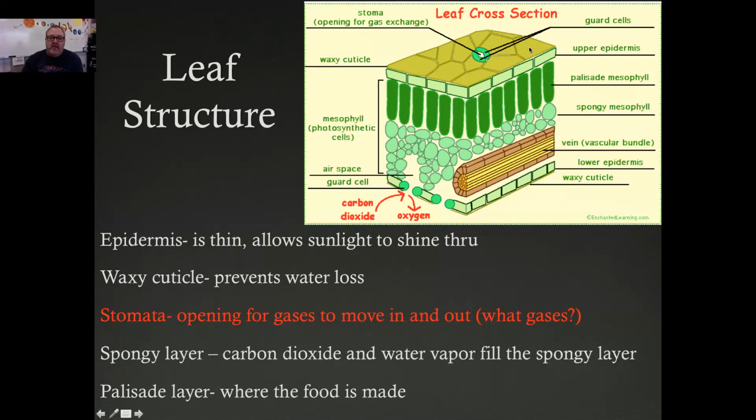If you remember, the stoma is the opening for gas exchange, right? Carbon dioxide comes in, oxygen goes out. Then there's a spongy layer right down in here. Carbon dioxide and water fill up in that layer so that it can be used later on. And then there's also the palisade layer right here, and this is where the food is made.